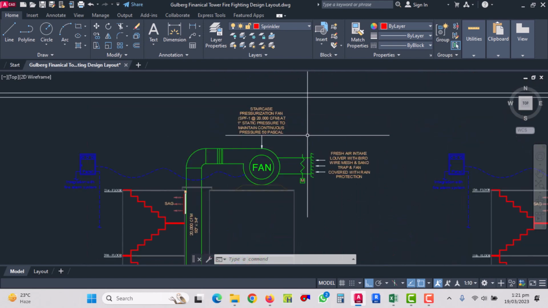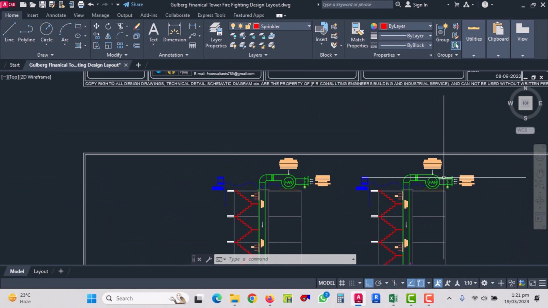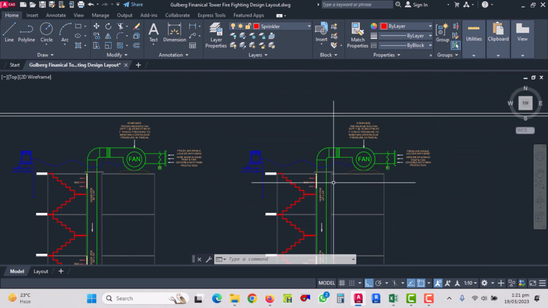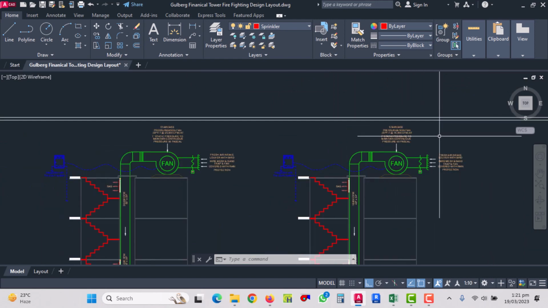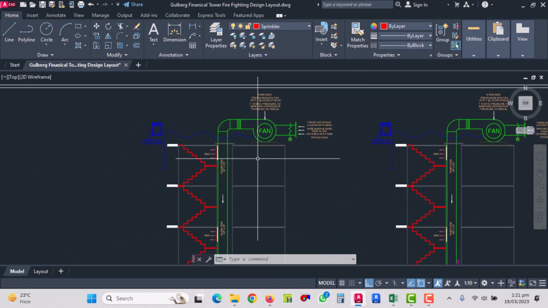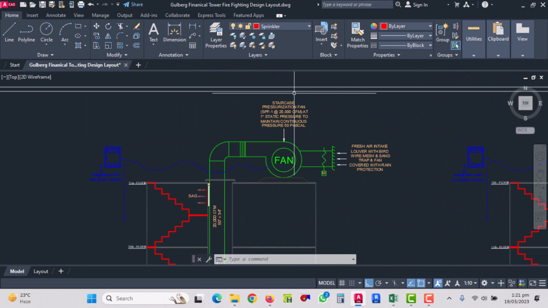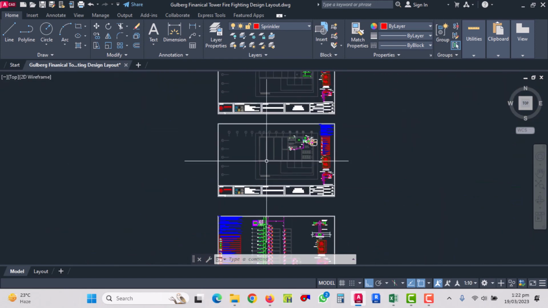So let's start the calculation. This building is divided into two parts. One staircase on one side requires 18,000 CFM, and the other staircase, which is connected from the 21st floor up to the basement, requires 20,000 CFM.